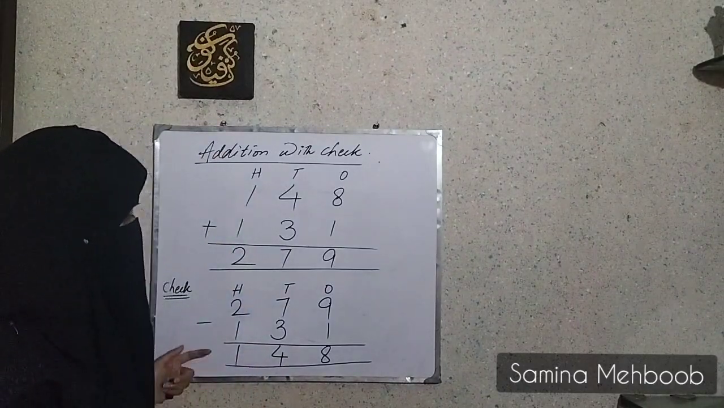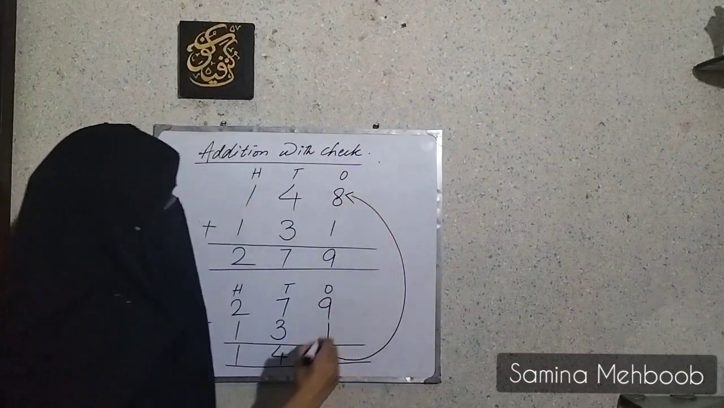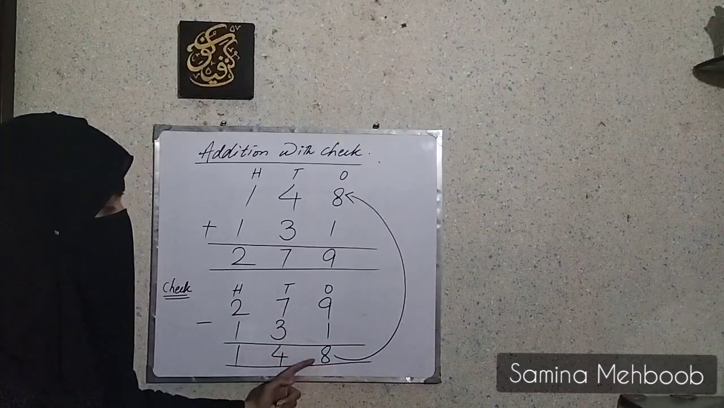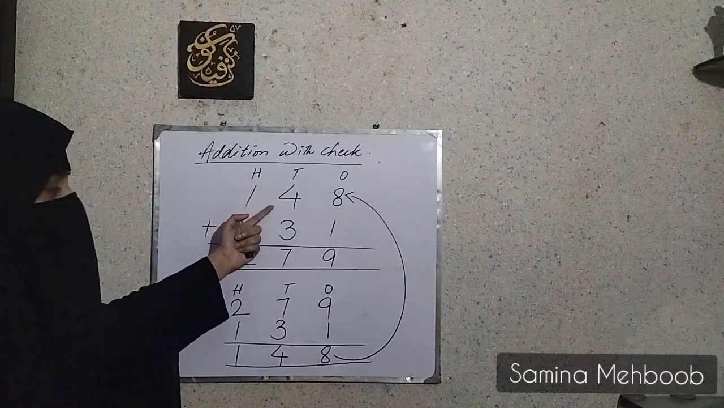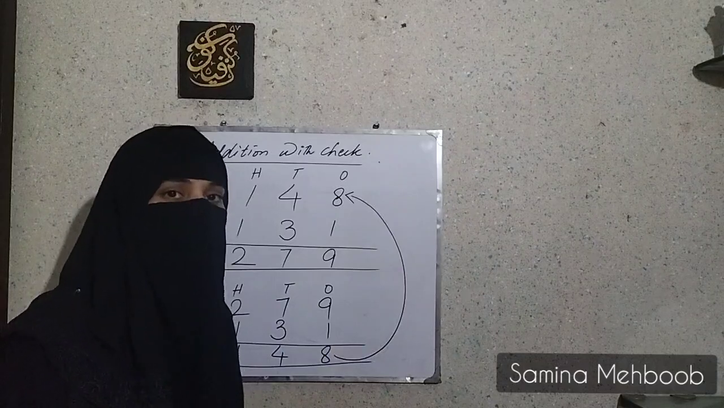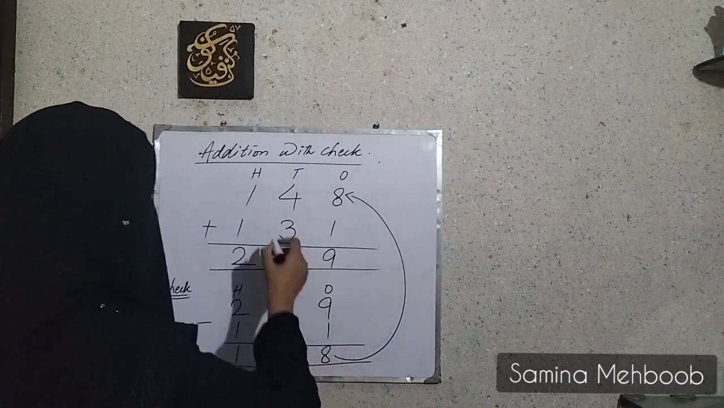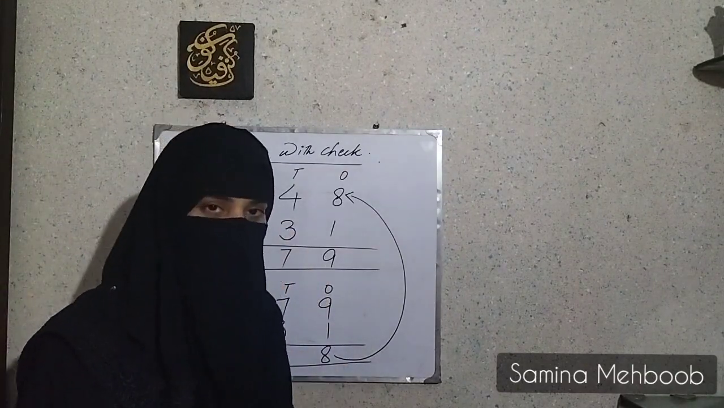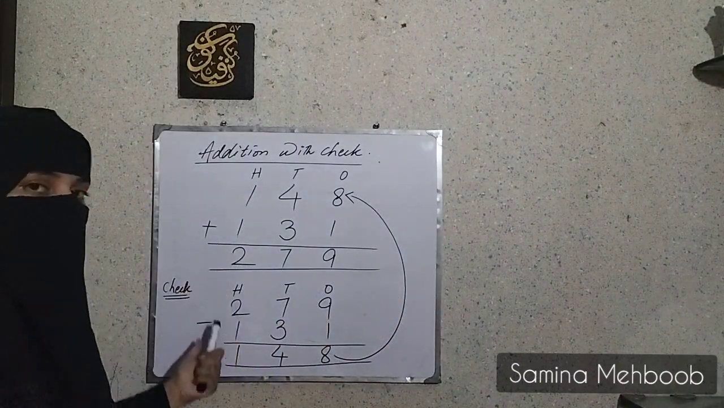Wow, look at the board. The answer is 148, and look at the board. 148 is present as the first number in the addition question. So it means we have done the right question. It means we have solved the addition sum accurately. Okay, this is the method to check the addition question.